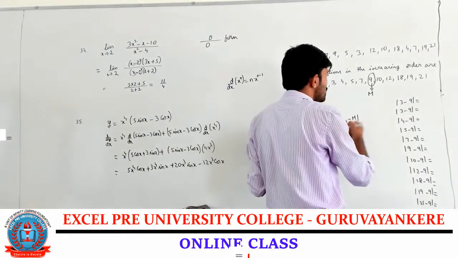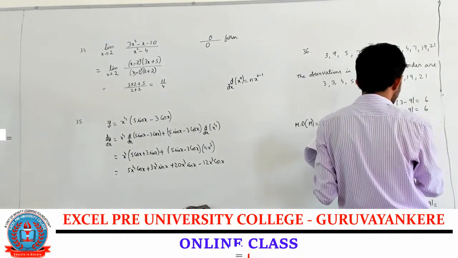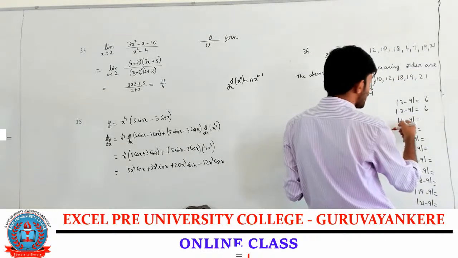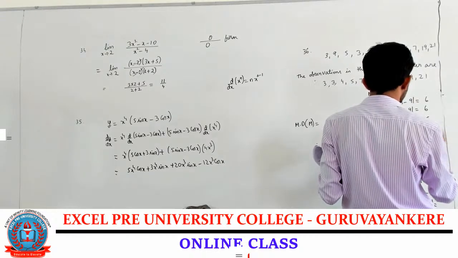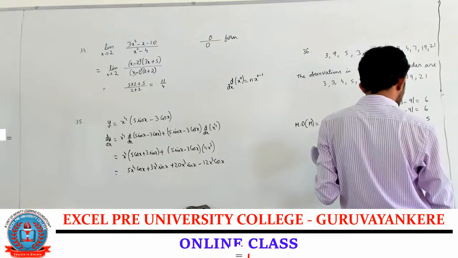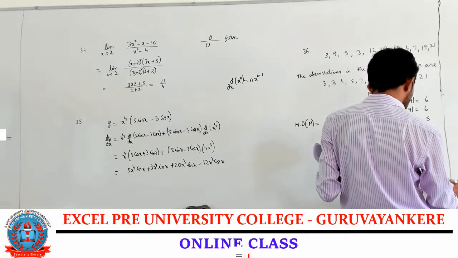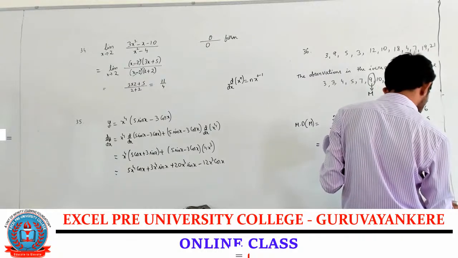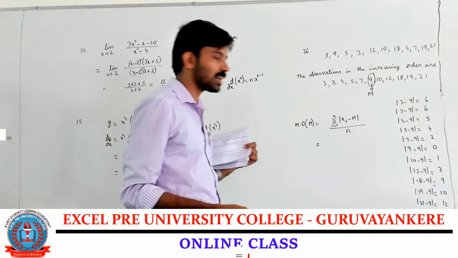Observation minus median: 3 minus 9 is minus 6, mod of minus 6 is 6. 4 minus 9 is minus 5, mod is 5. Mod of minus 4 is 4. Mod of minus 2 is 2. This is 0. 10 minus 9 is 1. 12 minus 9 is 3. This is 9, this is 10, this is 12. 21 minus 9 is 12.